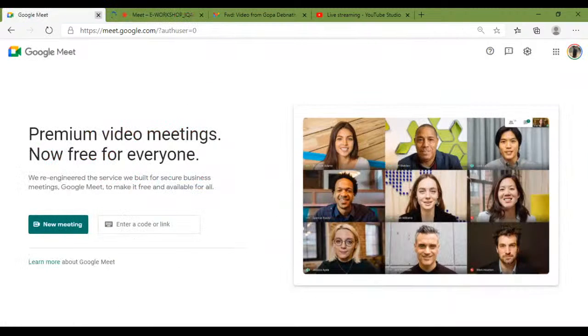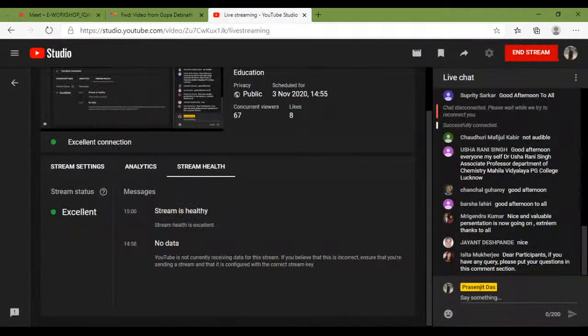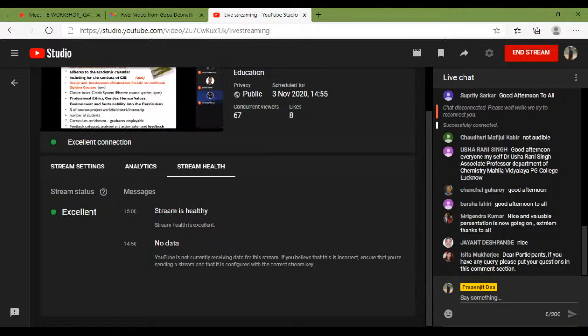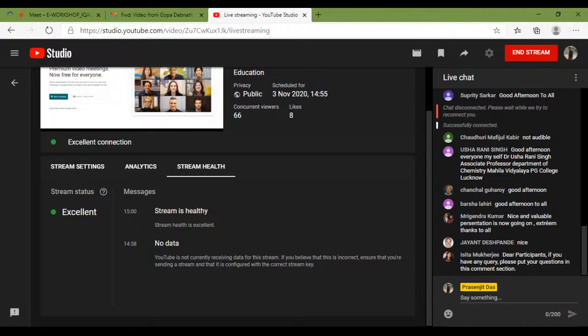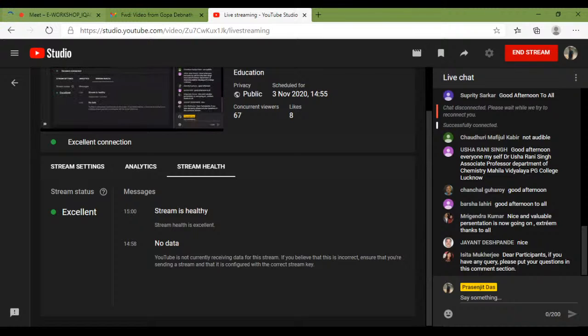Qualitative metrics ensure effective curriculum delivery with a well-planned and documented process. Well-planned in the sense that your academic calendar should tell. In one of the colleges, it said that when June, July or August comes and the new batches are to come, they will have a brainstorming session. What are the new things to be done for the next batch? How exactly the innovative way of the teaching-learning process has to be imbibed by the teachers for augmentation of the teaching-learning process in the college. So this plan is more important.